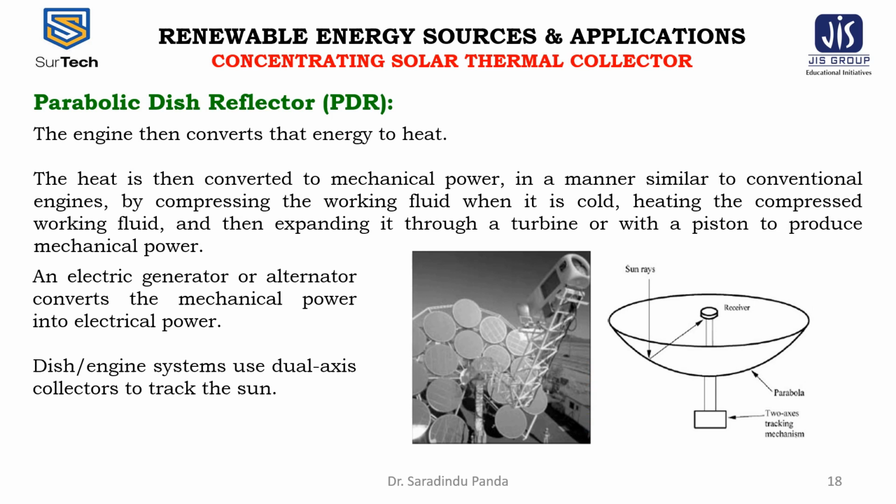The engine then converts that energy to heat. The heat is then converted to mechanical power in a manner similar to conventional engines, by compressing the working fluid when it is cold, heating the compressed working fluid, and then expanding it through a turbine or with a piston to produce the mechanical power. An electric generator or alternator converts this mechanical power into electrical power. These dish engine systems use dual axis collectors to track the sun.